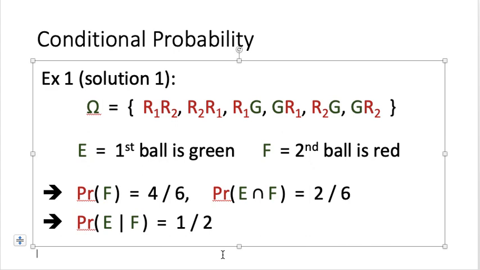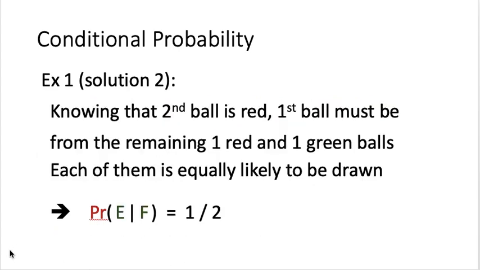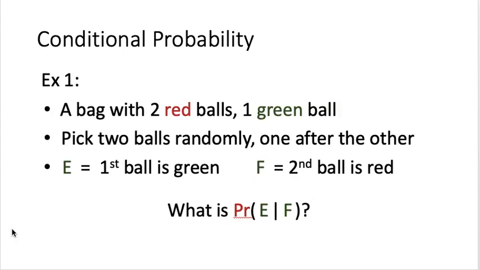Now this is the first way to think about this problem. But there is actually a much simpler way if we understand what is meant by "given", the idea of given a certain event happens. So let's take a look at another interpretation of the same problem. So remember, let's recall a little bit.